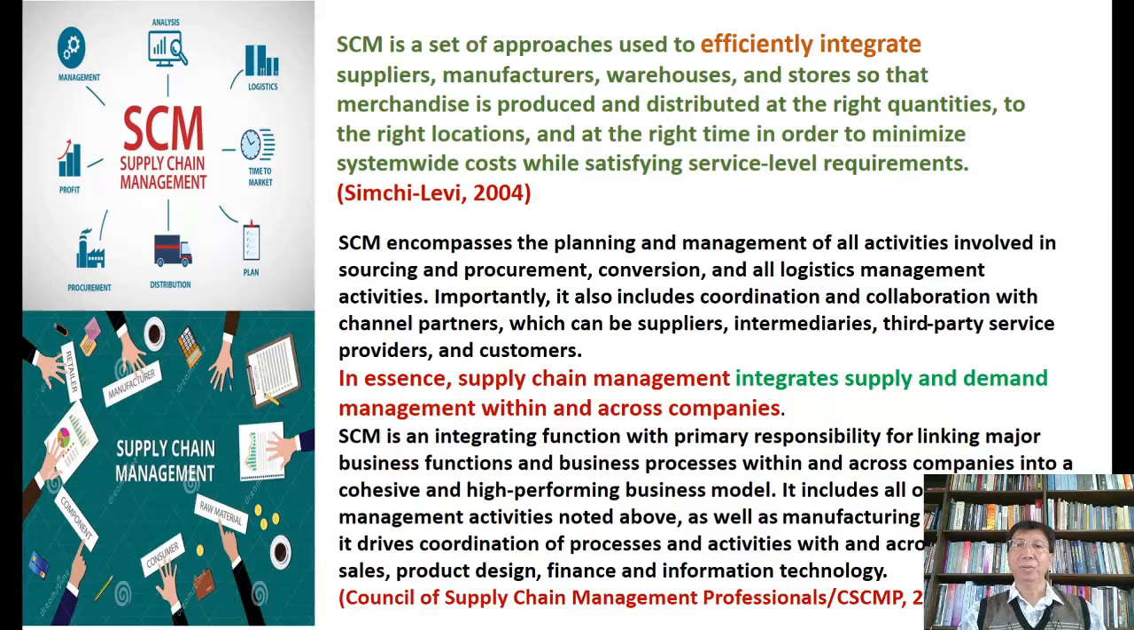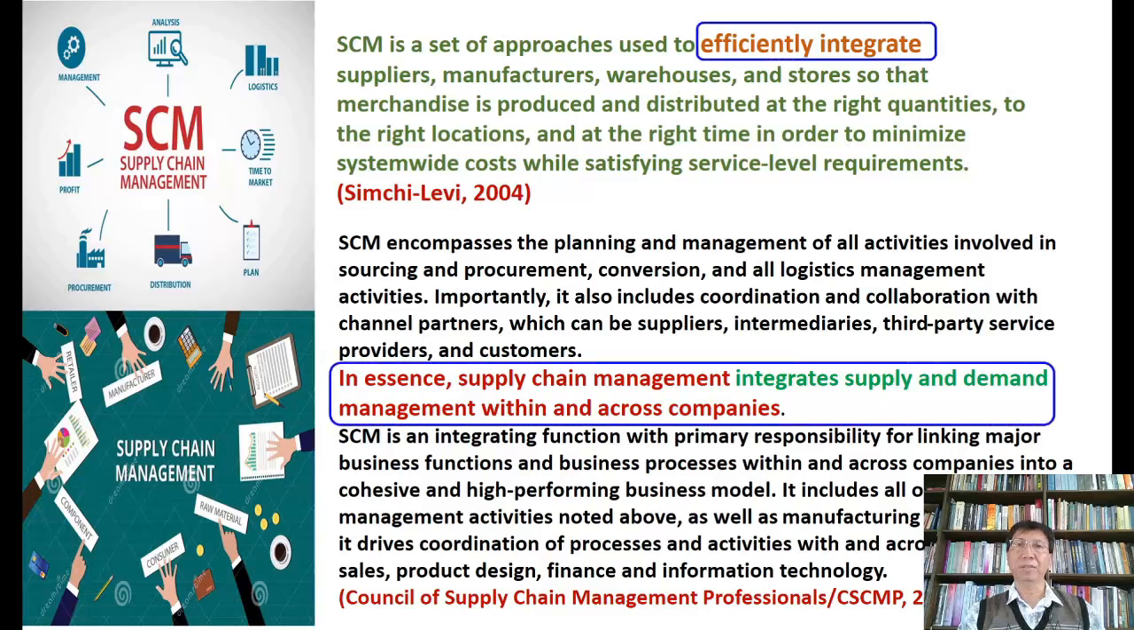The second, we take from the Council of Supply Chain Management Professionals 2020: the essence of supply chain management is integrated supply and demand management within and across supply chains. From the two definitions, we see the keyword, the buzzword in supply chain, is integrated. What is integrated in supply chain? We will discuss it in more detail in this topic.